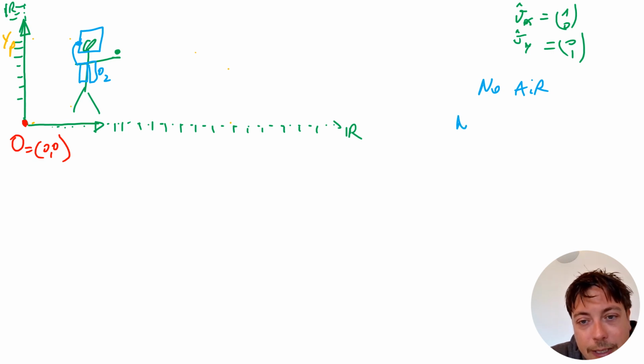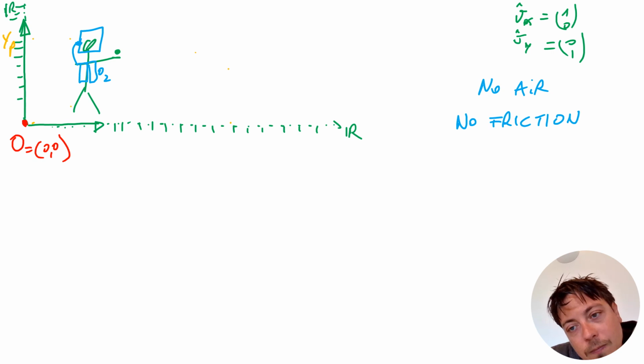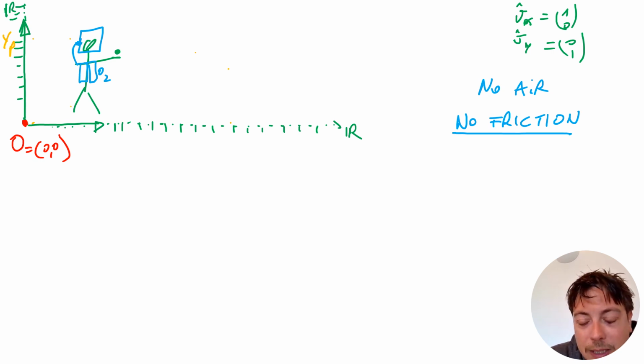So no air means no friction. It makes my life much easier. Friction is not easy to incorporate. It requires quite a bit more math and physics and assumptions. But the thing that is interesting to remember is that friction is super important for aerodynamics. Any falling object will be affected by friction in one way or another.